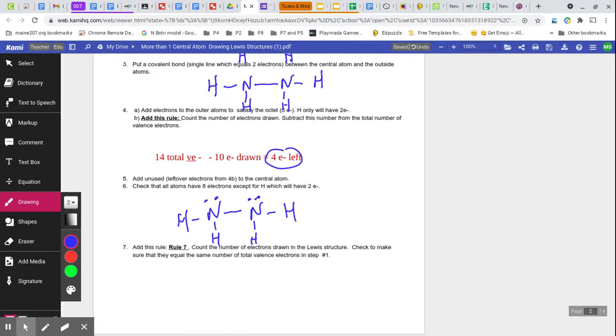Okay, and I'm always going to check, is the octet rule satisfied? Okay, and we'll look at nitrogen. 2, 4, 6, 8. That one's satisfied. Remember, this is a nonpolar covalent bond, so they evenly share that pair of electrons. So those 2 electrons belong to both nitrogens, 2, 4, 6, 8. Both of them are satisfied according to the octet rule.